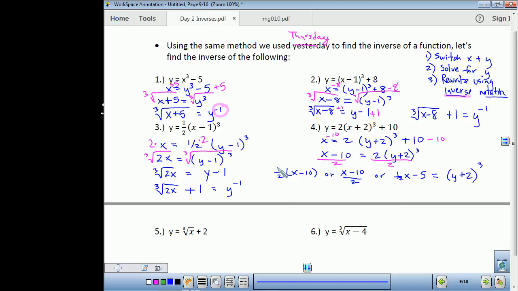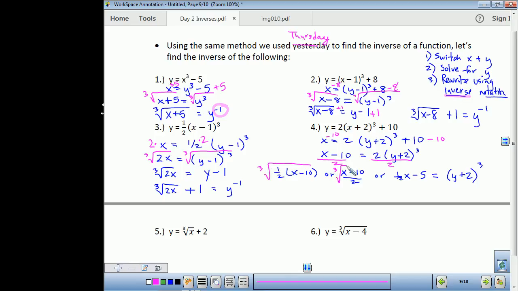I kind of like this one because if we leave it this way, when we take the cubed root next, we can still see that horizontal shift. Now you can see the horizontal shift here too. It's harder to see the horizontal shift here because remember, with a horizontal shift, this coefficient has to be factored out. So I really like this one or this one the best, but this one's right too. All 3 are correct.